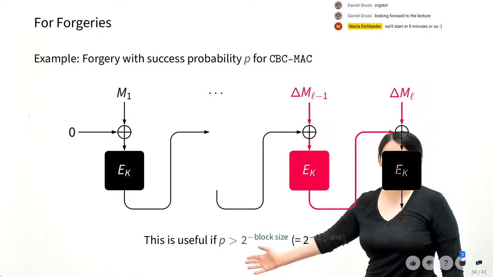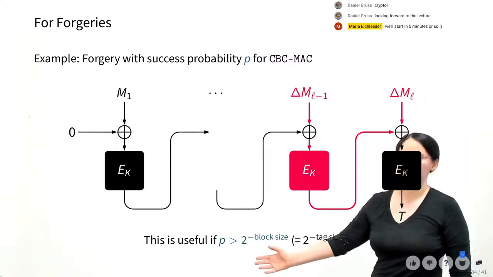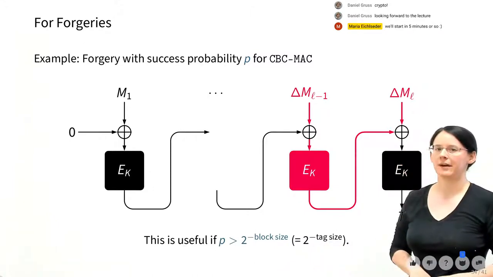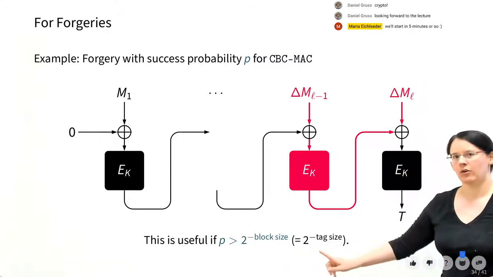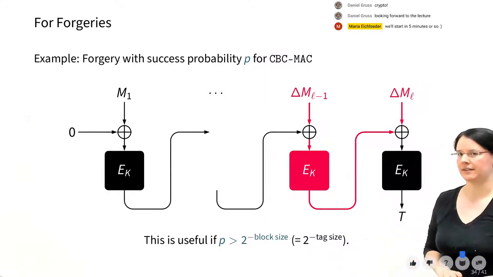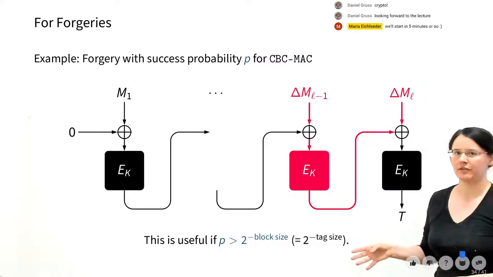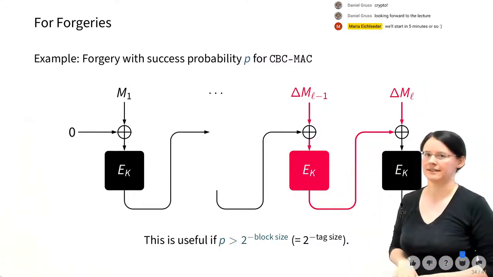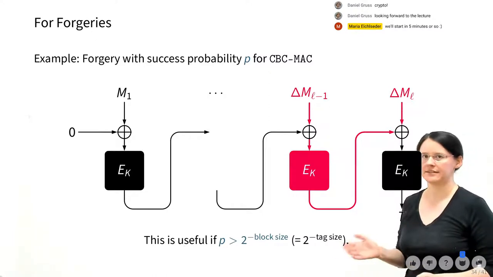And if p was bigger than 2 to the minus the block size, then this probability is better than 2 to the minus the tag size, which, if you remember, is the probability for randomly guessing the correct tag. So if p is large enough, then doing this attack is faster than randomly guessing the tag. It has a higher success probability.